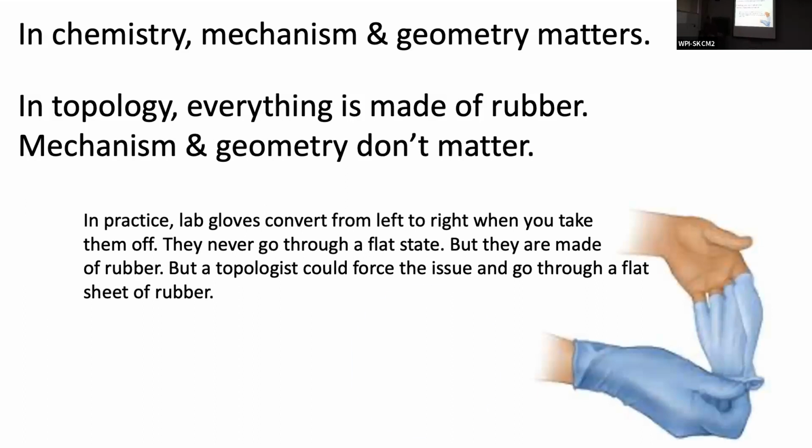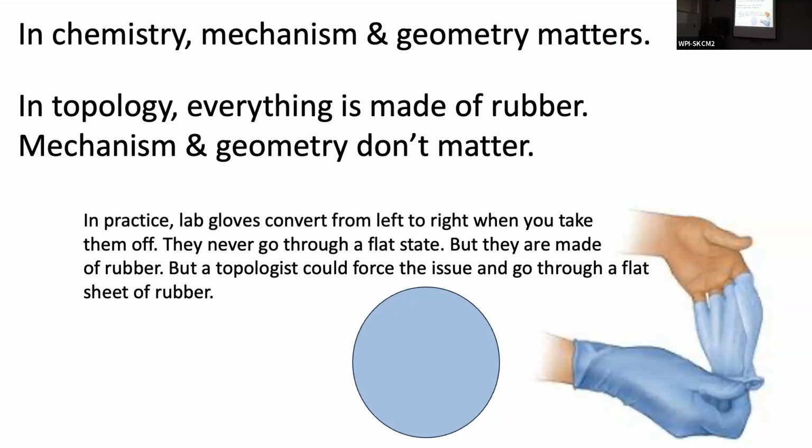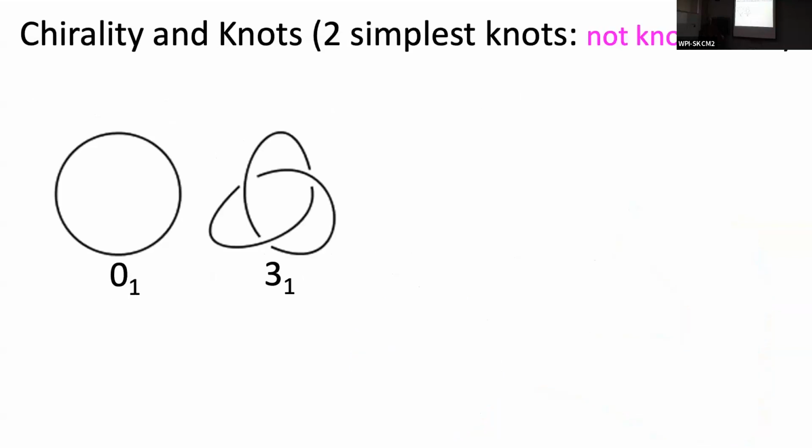Now, a topologist could force the issue and just say, well, I'm going to declare that this thing becomes absolutely flat at some point, even though in reality it doesn't actually become flat like that, but we can just declare that it is so because we've hopped over from chemistry into topology. That brings us then to some really fundamental differences between chemistry and topology. And I'll just make a few comments about the chirality of knots to the extent that I'm able.